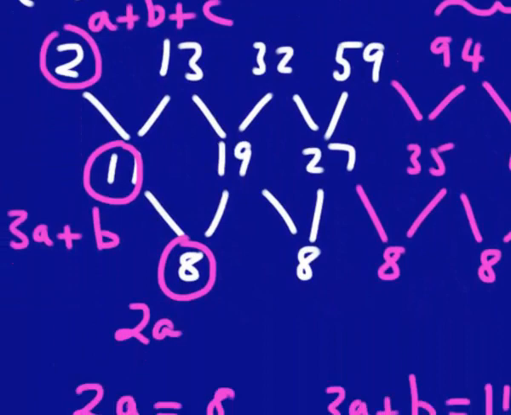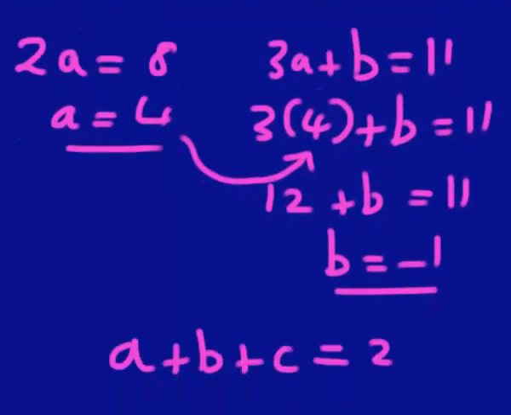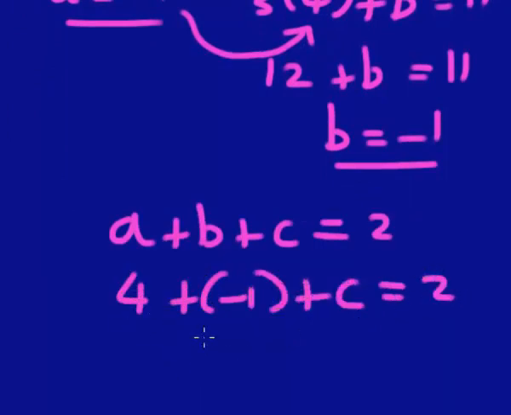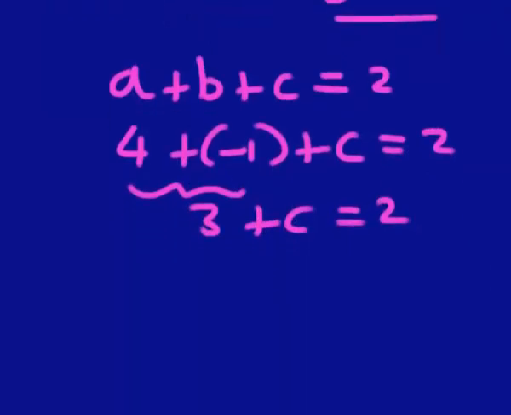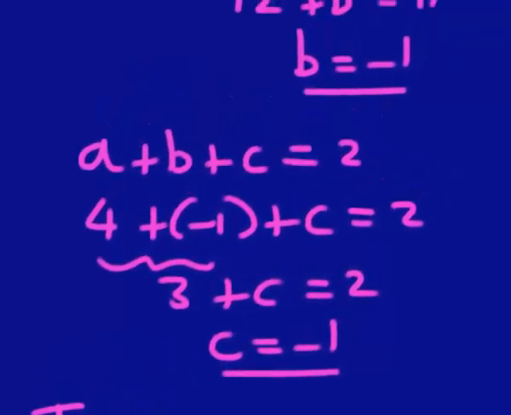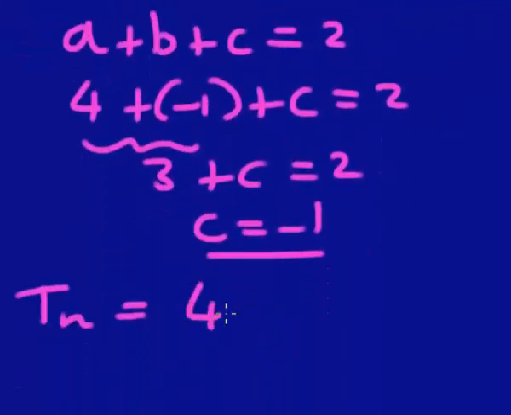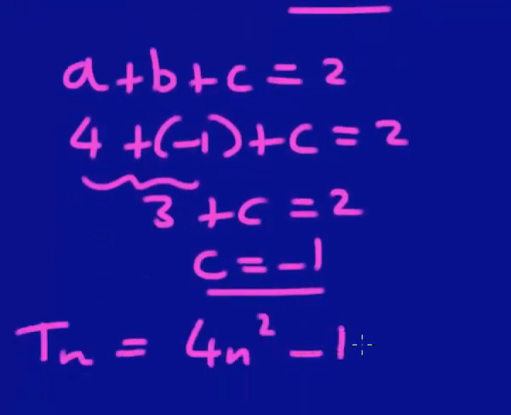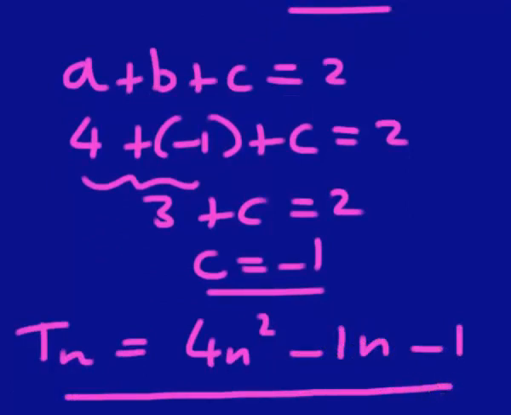Sorted there. Great. Then we can plug in the value of a, which is 4, plus the b, which is negative 1, plus c is 2. 4 minus 1 is 3, plus c is 2, and then c would be negative 1 if you bring that across. So what's the general term? an squared, a is 4, so 4n squared. What's the b? The b is negative 1, so it's negative 1n, subtract 1, and there is your general term.